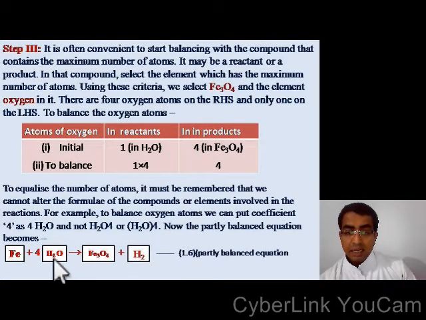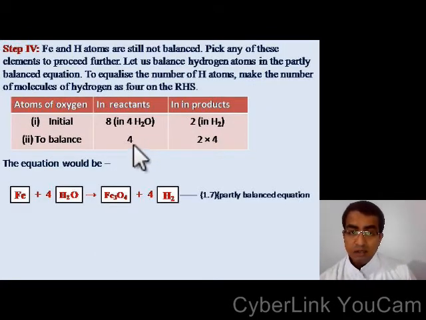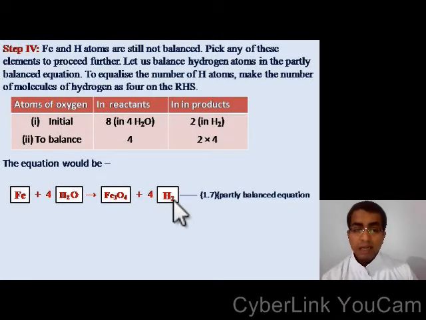You can see here, only 2 hydrogen atoms, here 8 hydrogen atoms are there. So now to balance, you have to put 4 here. So the equation will be Fe plus 4H2O will give you Fe3O4 plus 4H2. So you are adding 4 here, 4H2. So this is also a partly balanced equation only. Still it is not balanced because now iron is remaining. On the product side there are 3 iron atoms, but on the reactant side only 1 iron atom.